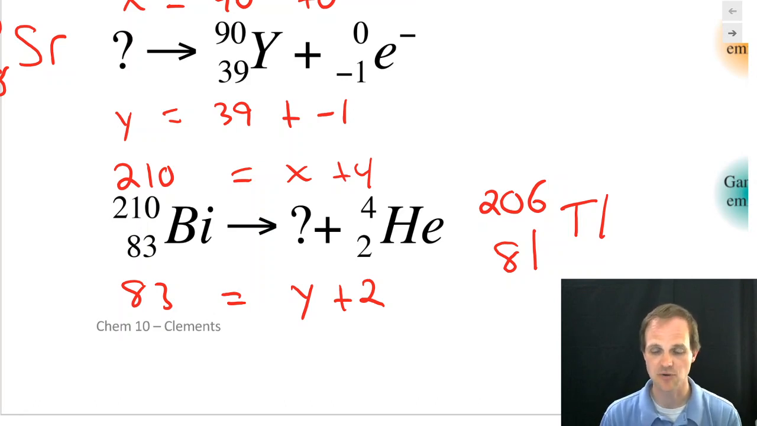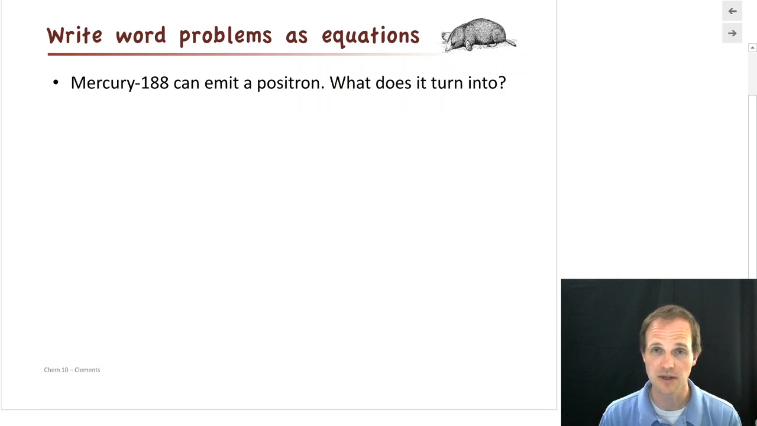So there are some reactions that we can balance if they're written as a reaction. But what if it's given to us as a word problem? Well, if we're given a word problem involving these kinds of things, we want to turn it into a reaction so that we can balance the way we've just been practicing.